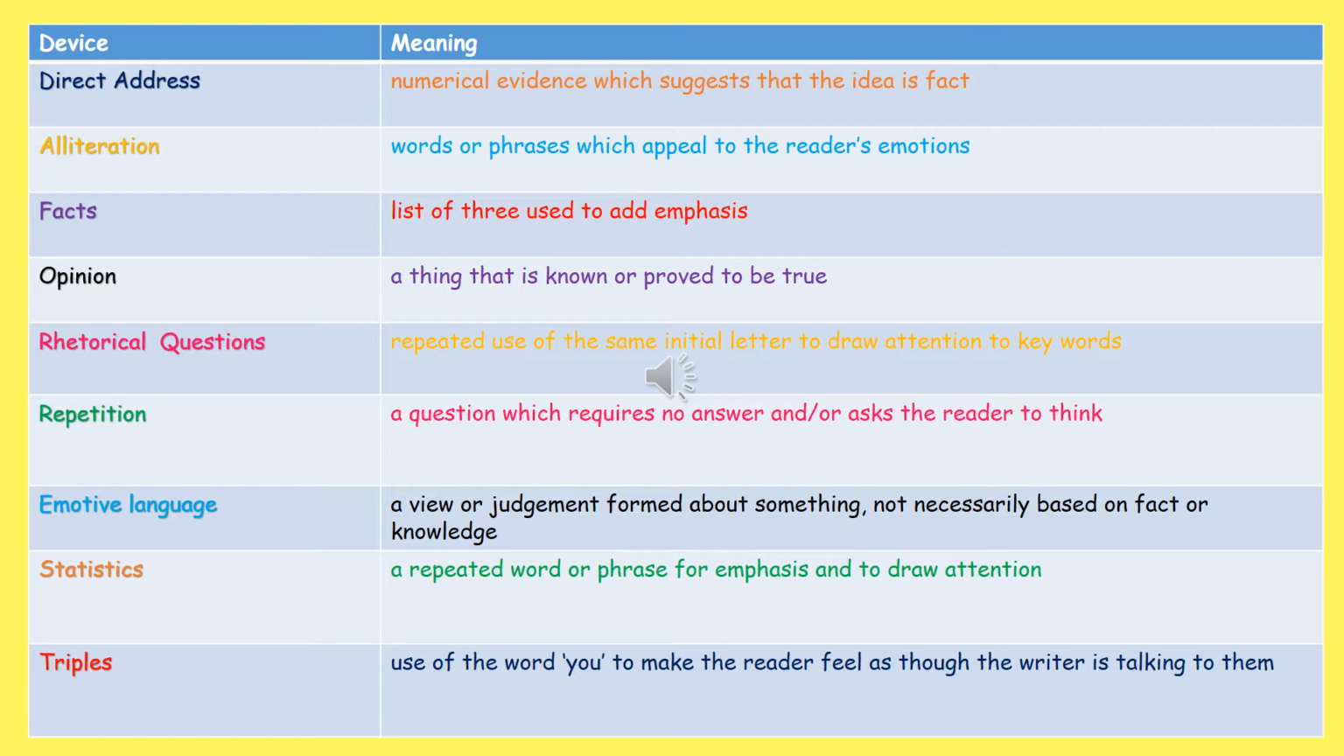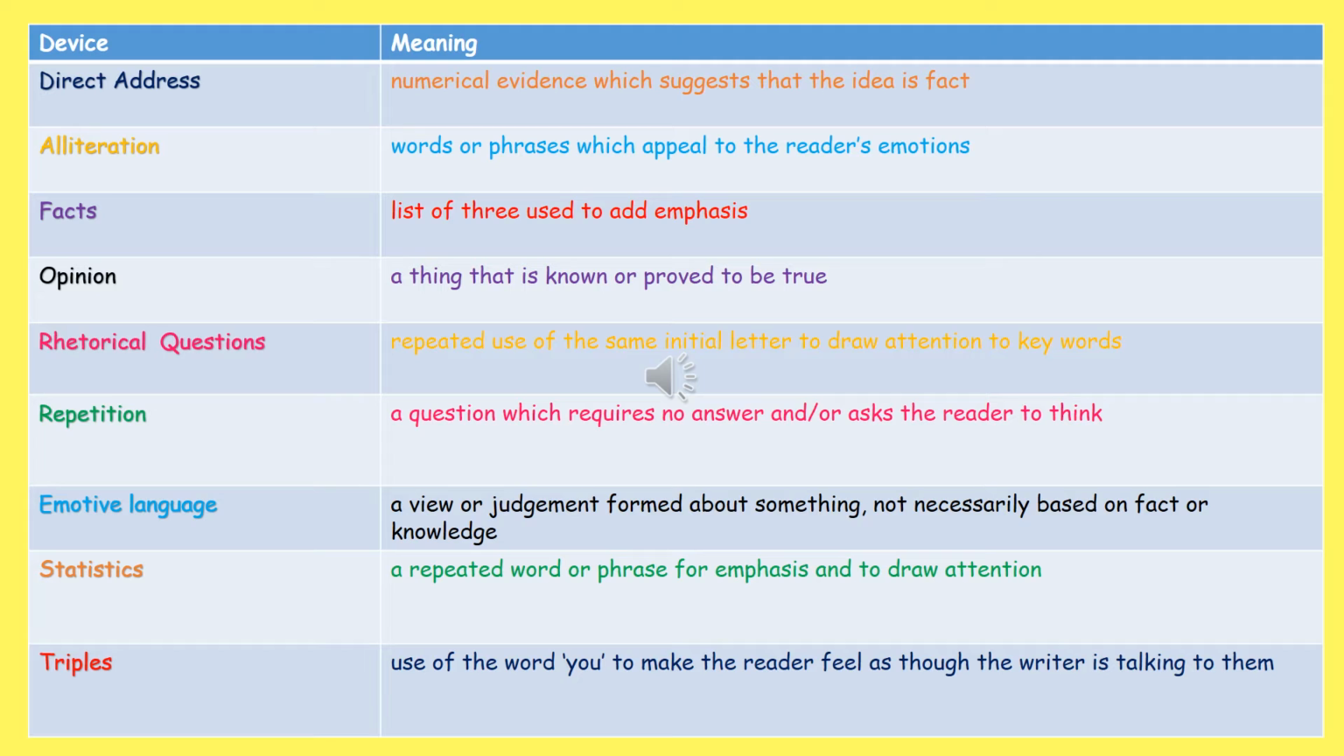Facts is something that is definitely proved to be true. An opinion then is somebody's view or judgment. A rhetorical question doesn't need an answer, to get the reader to think. Repetition is when a word or phrase is repeated to draw attention. So when something is repeated, something is repeated.